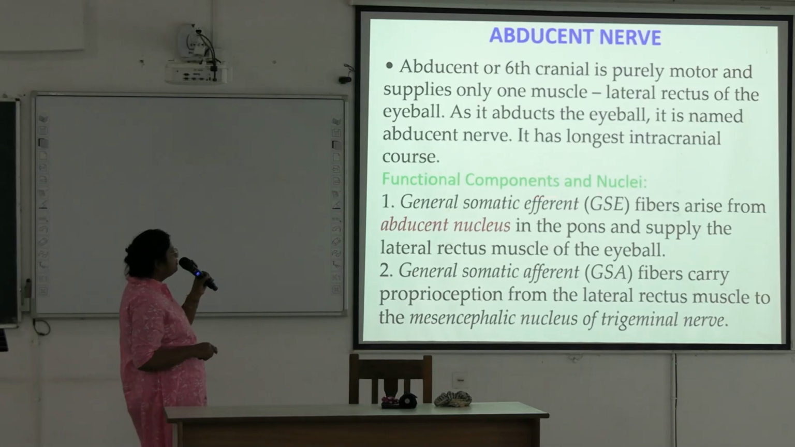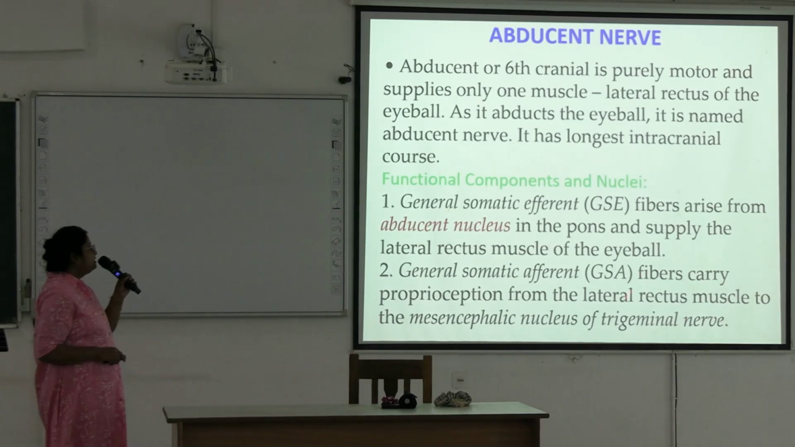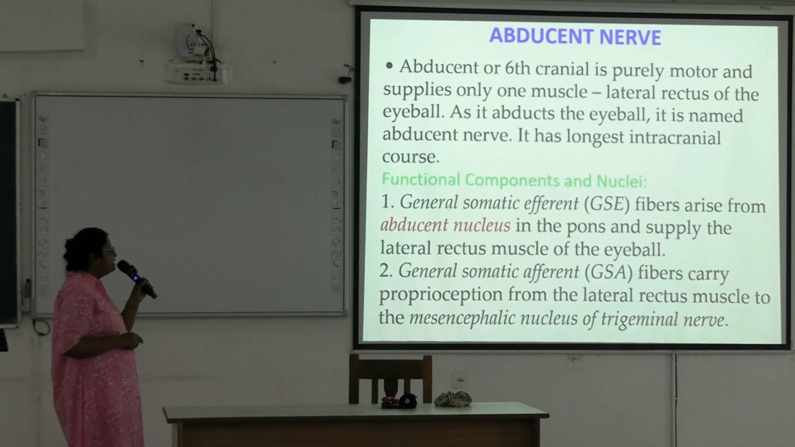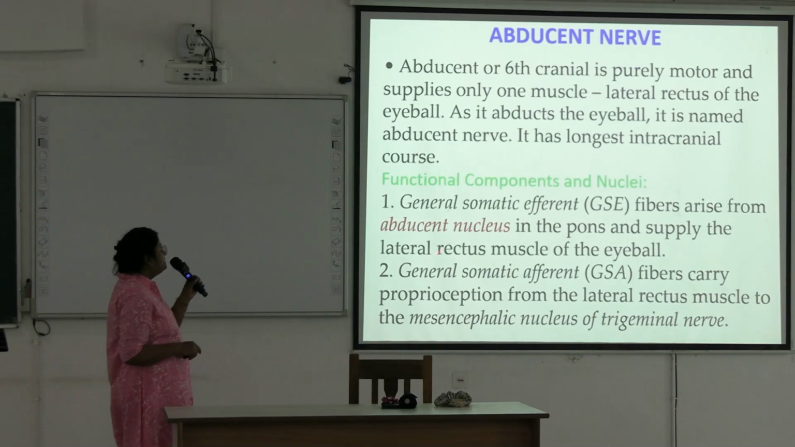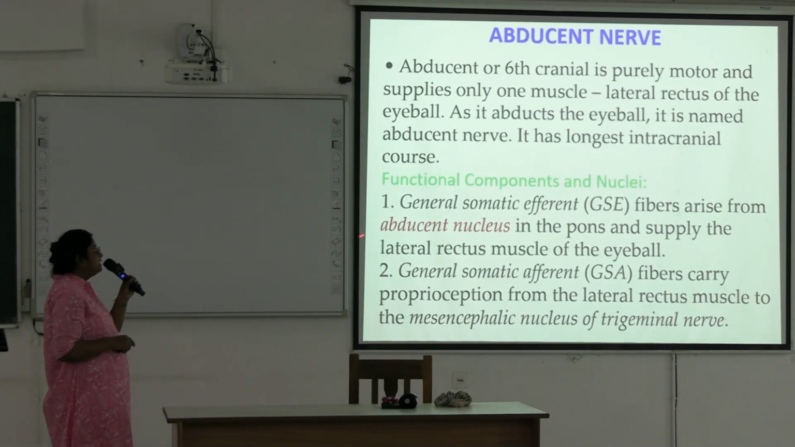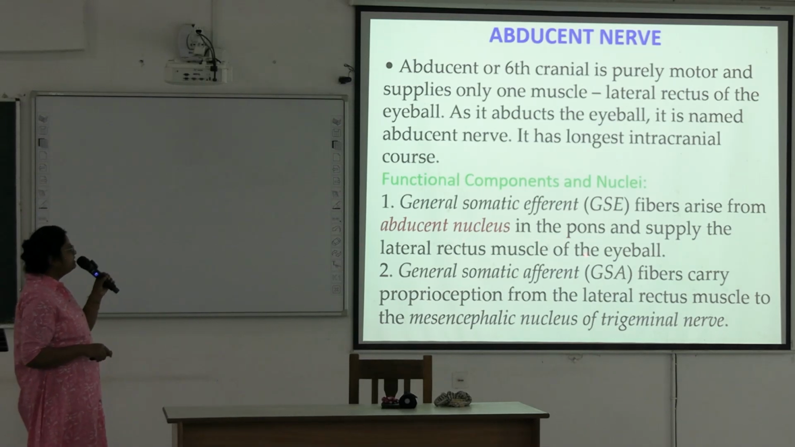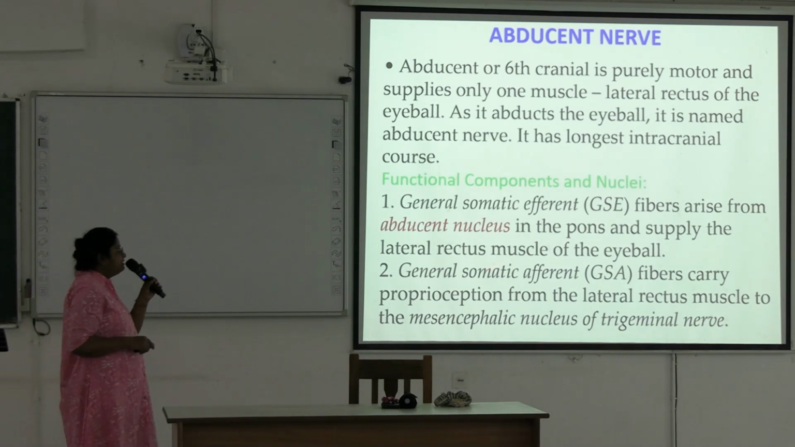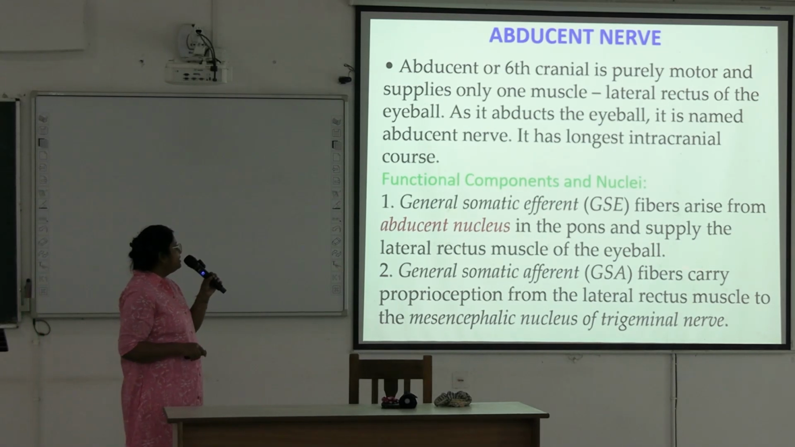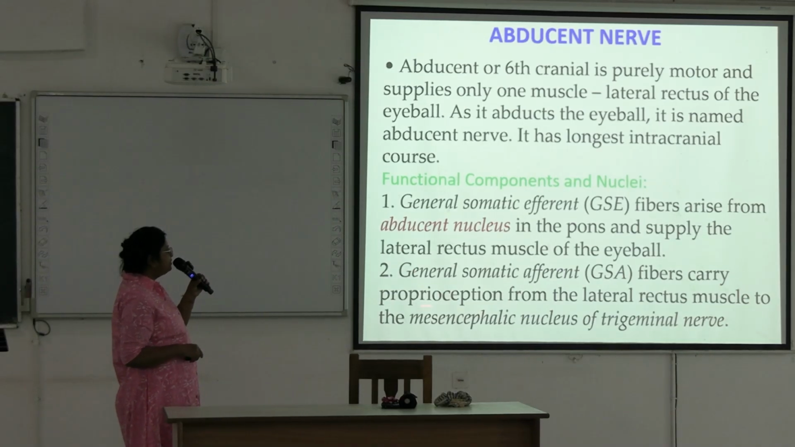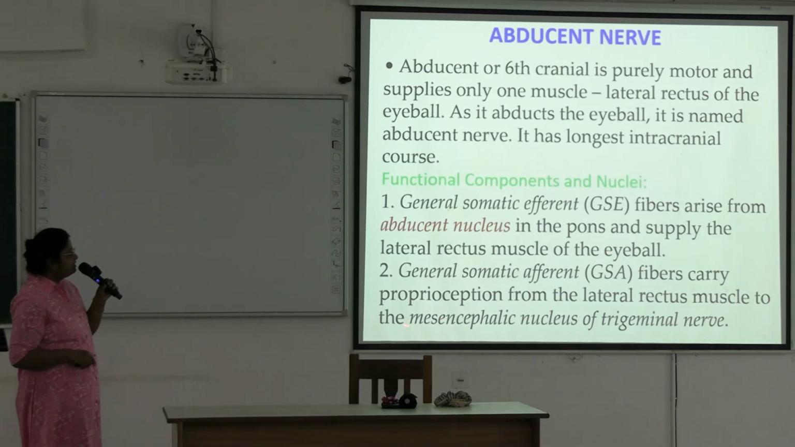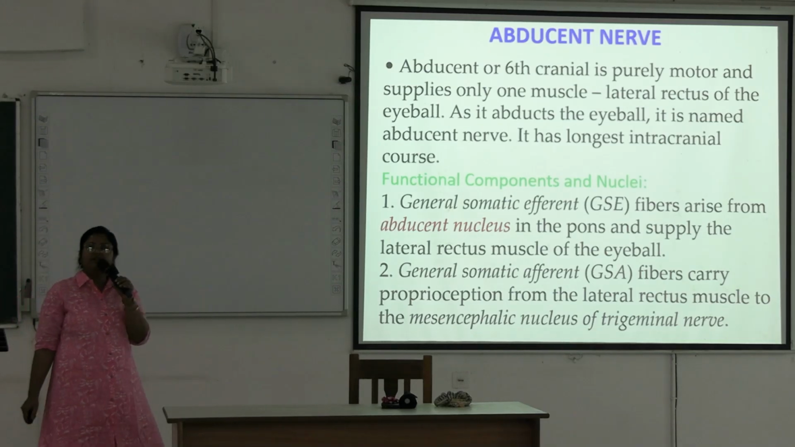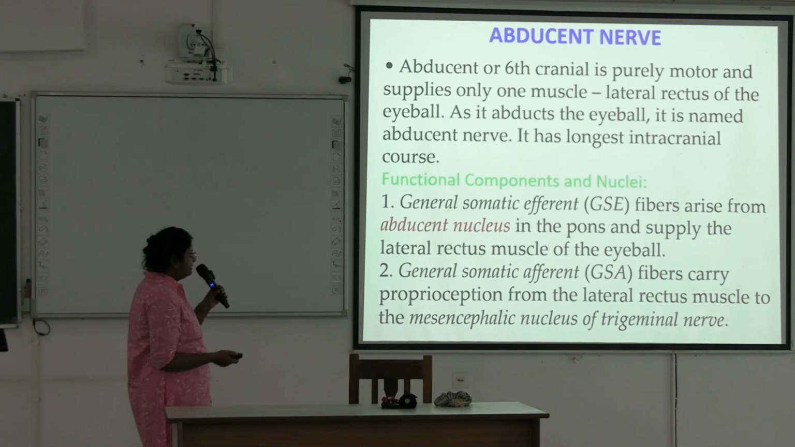Next is functional components and nuclei. These are the two functional components: general somatic efferent and general somatic afferent. General somatic efferent fibers arise from the abducent nucleus in the pons and supply the lateral rectus muscle of the eyeball. And general somatic afferent fibers carry proprioception from the lateral rectus muscle to the mesencephalic nucleus of the trigeminal nerve. Okay, next.